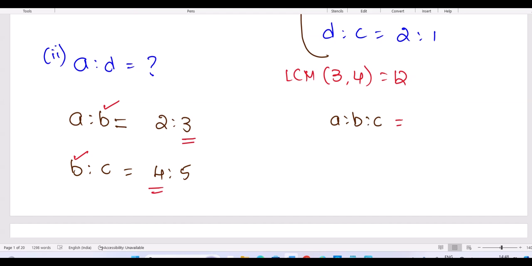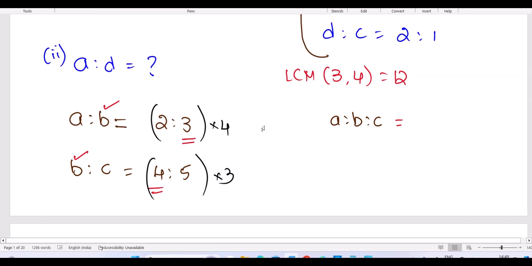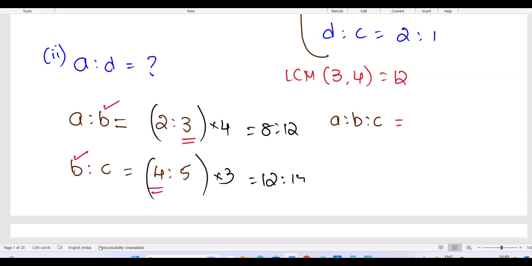A lot of people have a simple idea: multiply the first one by 4 and the second one by 3. But that's not mandatory. We need to maintain a common value. LCM means least common multiple, the least value which is common in both places. That's why we are doing LCM. Now if you multiply, what will come? First one 8 and 12, second one 12 and 15. Now B is taking 12 only, so you are allowed to combine it.